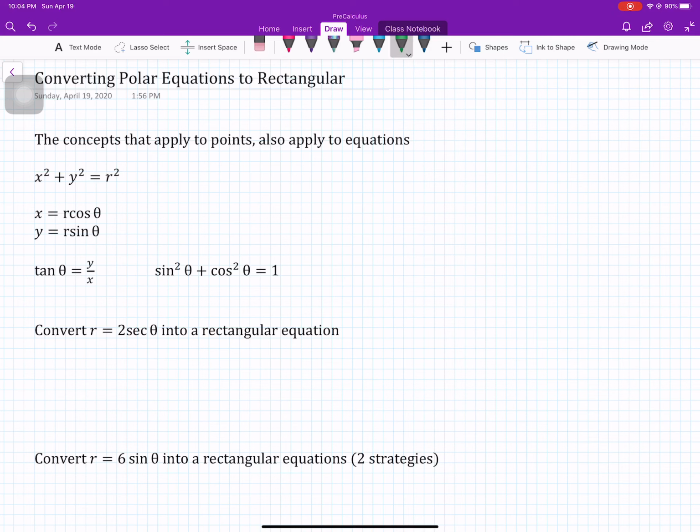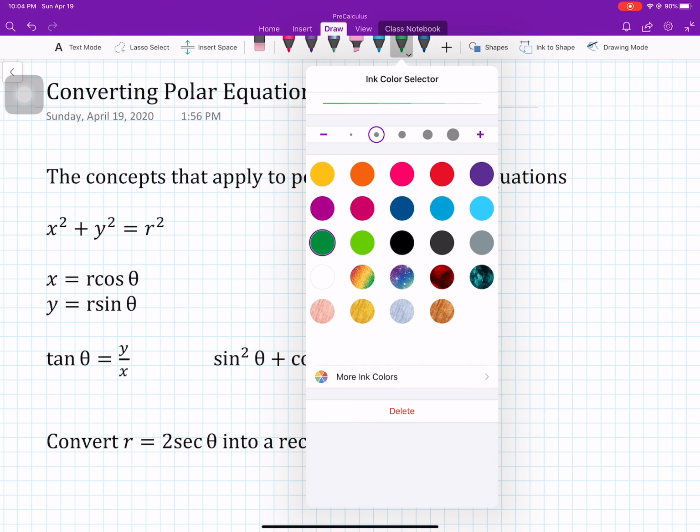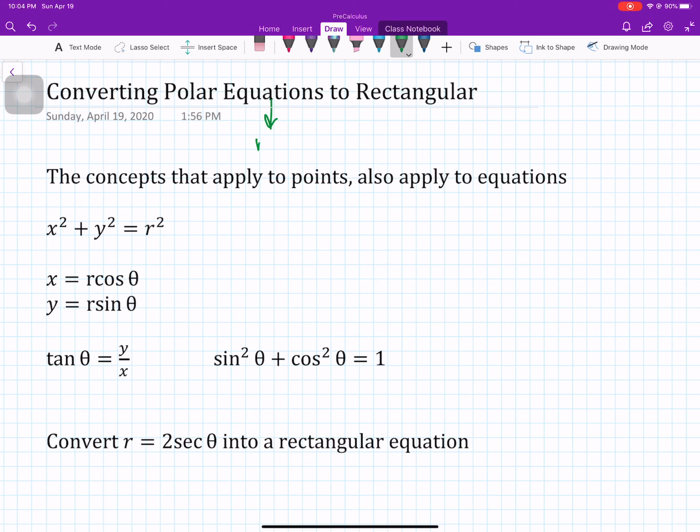Today we're going to convert polar equations into rectangular equations. So taking our equations with probably a trig function, an r and theta, and turning them into an x and a y. Now there are a few things that you want to make sure you're aware of. All of these concepts we talked about when we were converting points in our previous video.